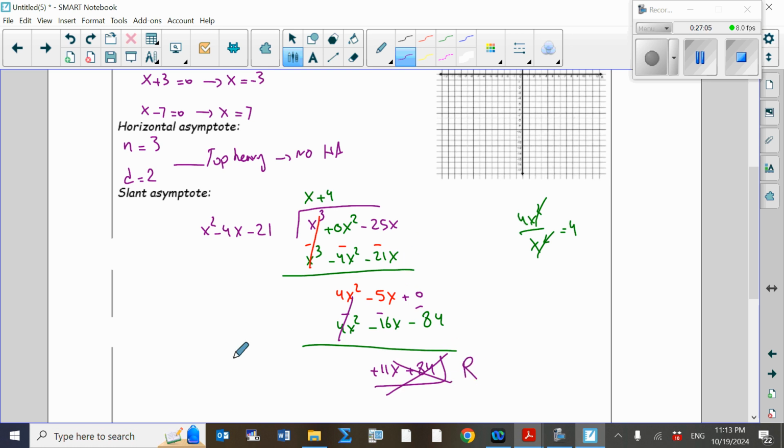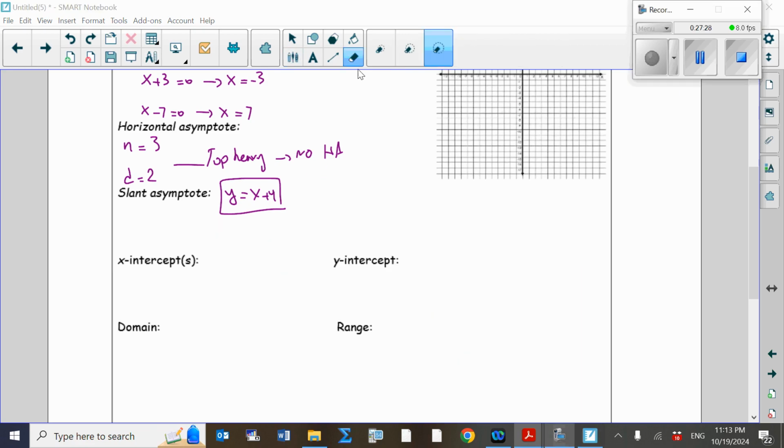Now, the remainder is what we're going to ignore. We don't need the remainder. We only need the quotient. That's our slant asymptote. So y equal to x plus 4 is the slant asymptote. Okay, so you divide the top by the bottom, ignore the remainder, and the quotient is your slant asymptote. So we found the slant asymptote.